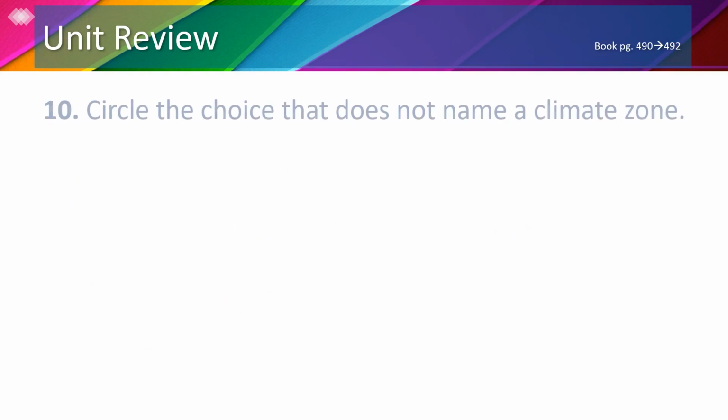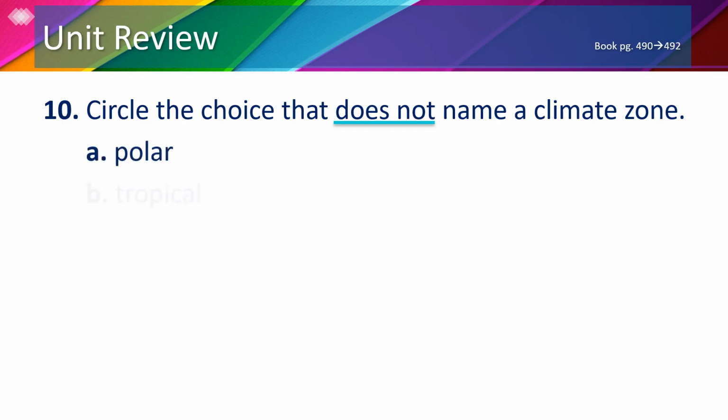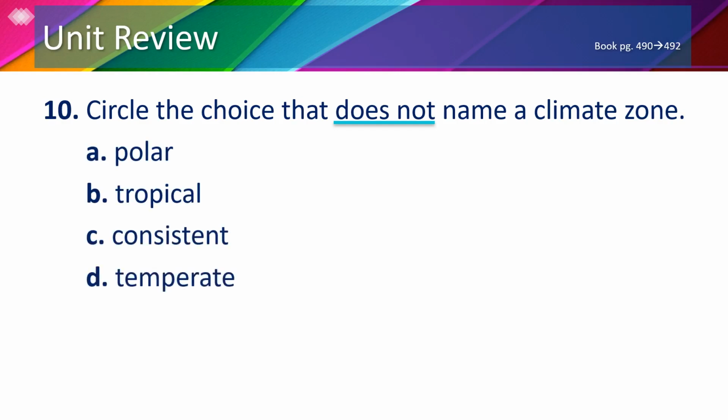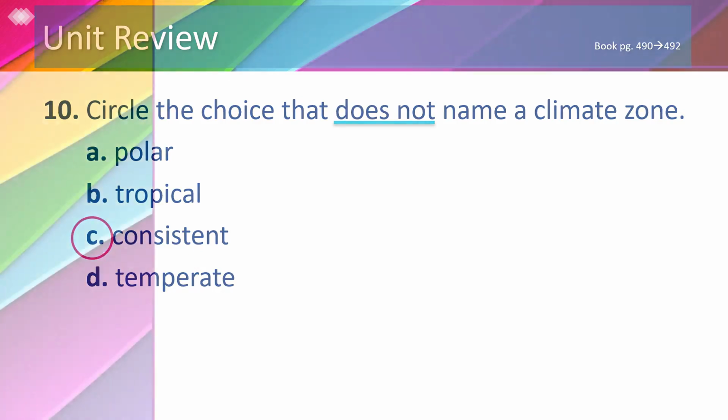And finally, number 10. Circle the choice that does not name a climate zone. Is it A, polar, B, tropical, C, consistent, or D, temperate? The 3 climate zones we studied about in this unit are the polar zone, the tropical zone, and the temperate zone. So the only intruder here is C.